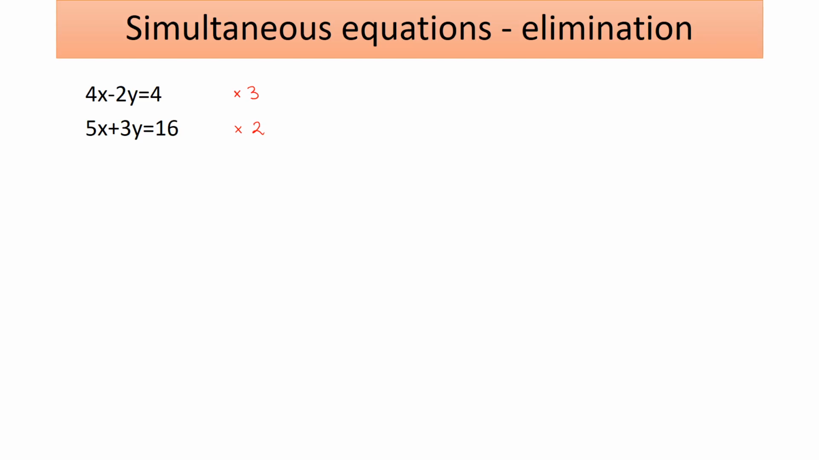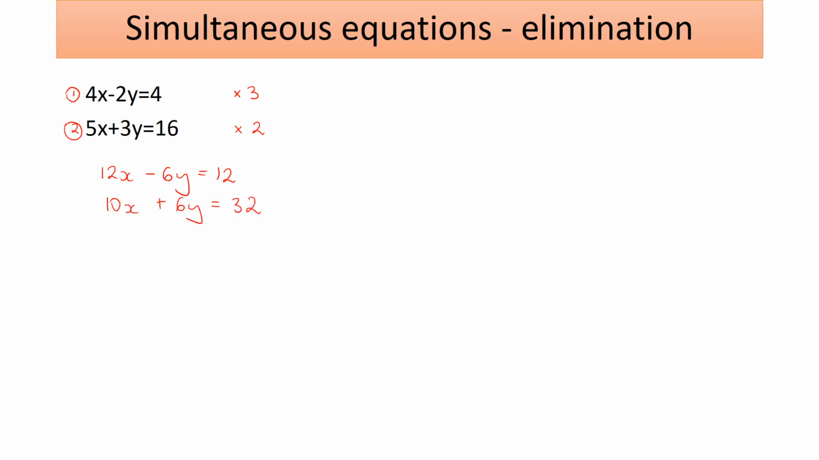So if I multiply the first equation by 3, this is what I'm going to get. 4x times 3 is 12x, then take away 6y equals 12. So I multiplied the first equation by 3. Now the second equation, I need to times it by 2. So that's going to be 10x plus 6y equals 32.